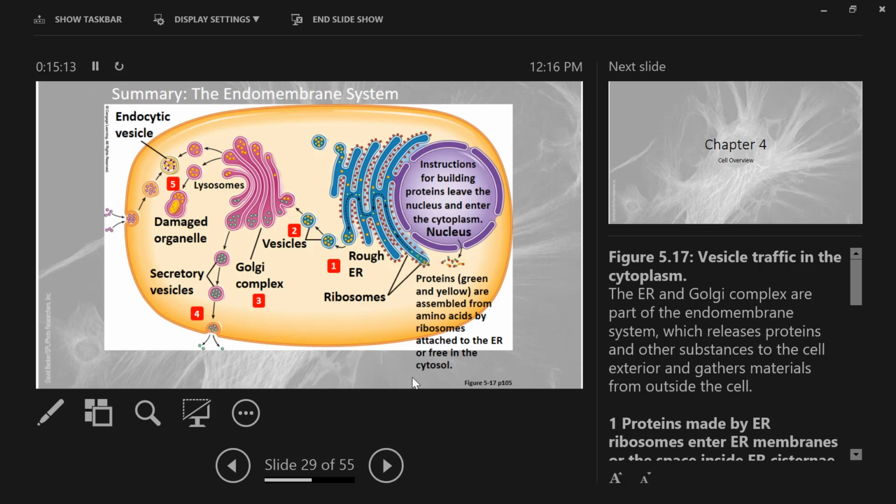And what's actually neat is these... what's the term? I can't even remember the term for these individual sacs.